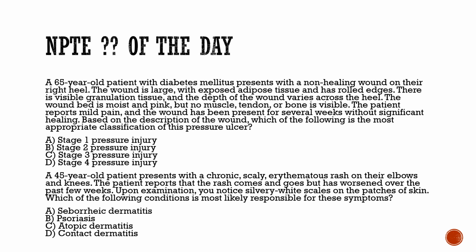The presentation of a chronic scaly erythematous rash with silvery white scales is characteristic of psoriasis, a common autoimmune condition that often affects the elbows, knees, and other extensor surfaces. Psoriasis involves rapid skin turnover leading to buildup of scales. The other conditions listed have different characteristics in terms of location, appearance, and triggers.